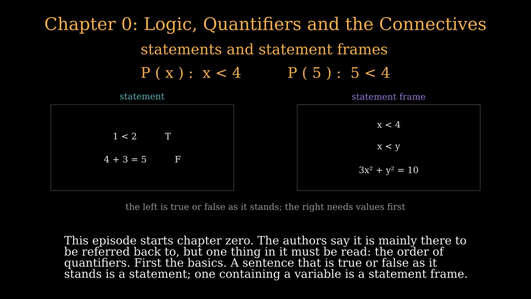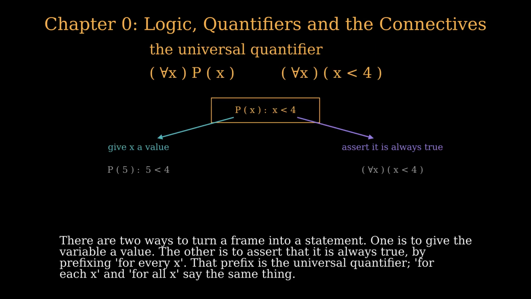A sentence that is true or false as it stands is a statement. One containing a variable is a statement frame. There are two ways to turn a frame into a statement. One is to give the variable a value. The other is to assert that it is always true by prefixing "for every x." That prefix is the universal quantifier. "For each x" and "for all x" say the same thing.